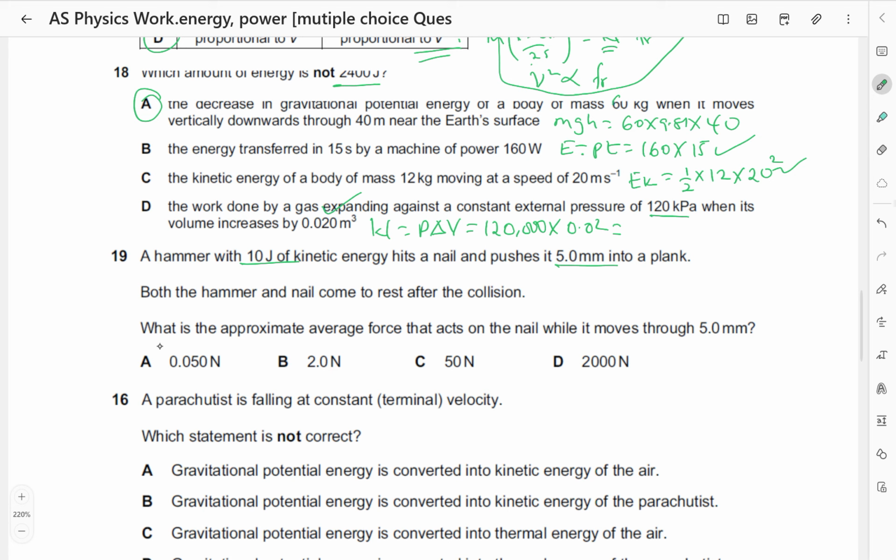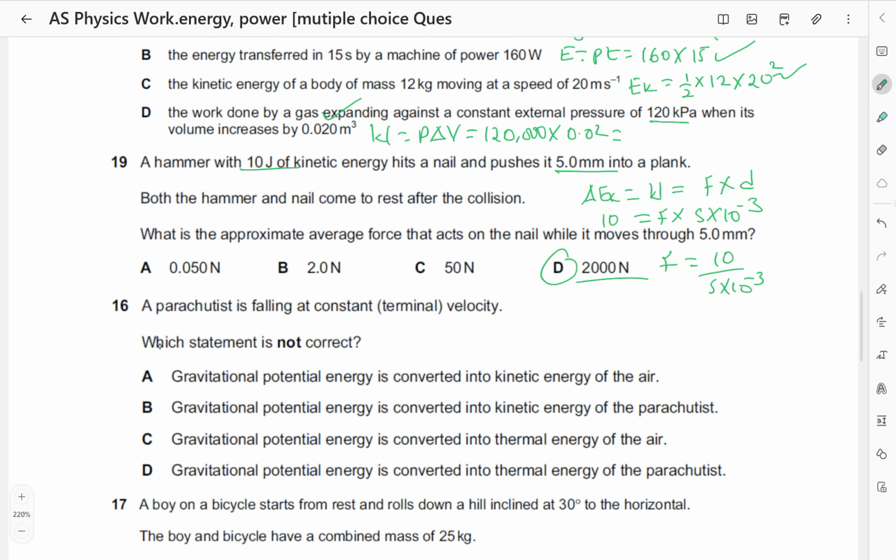Approximate force. So we shall just simply say that the change in kinetic energy is equal to the work done, which is simply equal to the force times the displacement. A hammer with 10 joules of kinetic energy finally comes to rest. So the change in kinetic energy is 10 joules, which will be equal to the average force times the distance, which is 5 times 10 power negative 3. And I think this is 2,000. So F is equal to 10 divided by 5 times 10 power negative 3, which is 2,000 newtons.